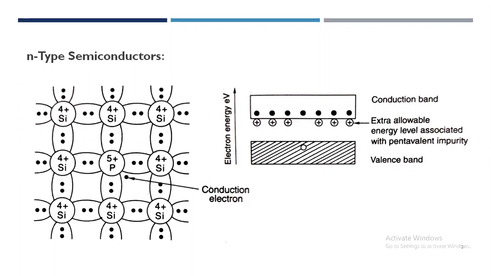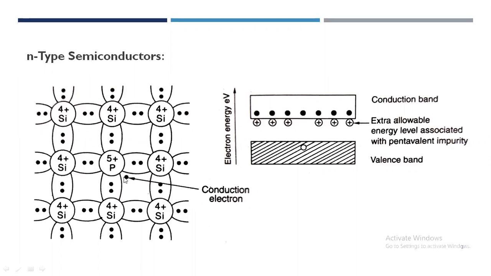Such impurity atoms are comparable in size to silicon atoms. Therefore, they can take positions normally occupied by silicon atoms. As shown in this figure, a conduction electron is shown here, which is a free electron.